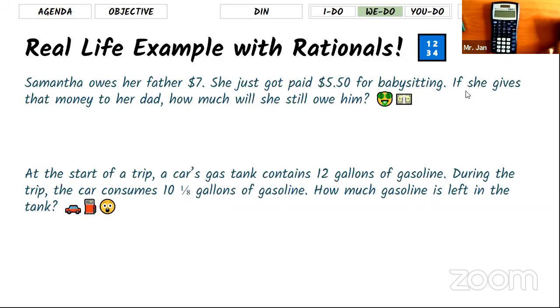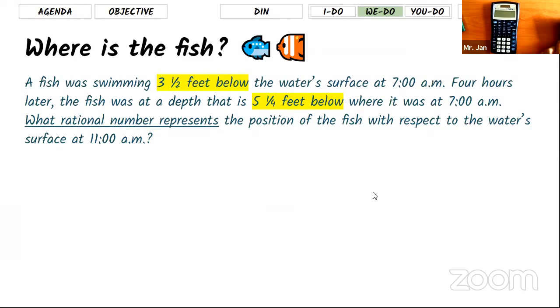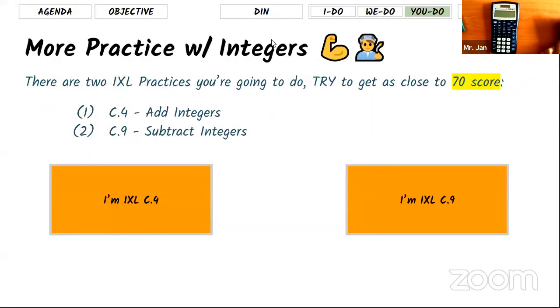So try these problems by yourself. Let me know if you got the answer, or put your answers in your own slides. I'll check them later, okay? And another one, and we're going to move on. There are two practices with IXL, C4 and C9. Try to get as close as 70. If you know how to use a calculator, you can finish very quickly, I believe, because it's the same rule, the same calculator. The only thing you need to know is how to type the numbers on the calculator, and negative numbers also. Be careful. The second one is hard. We can do it during the intervention time together.